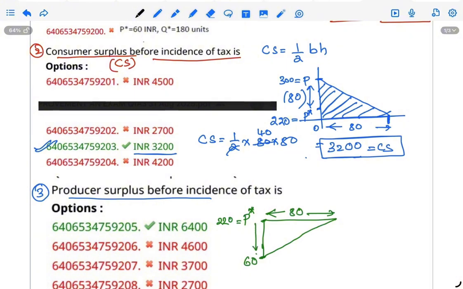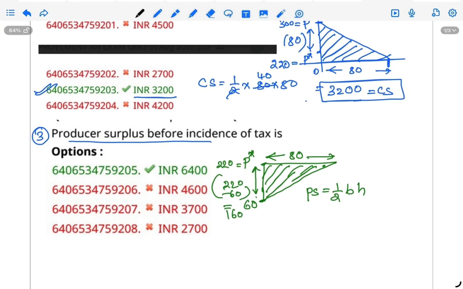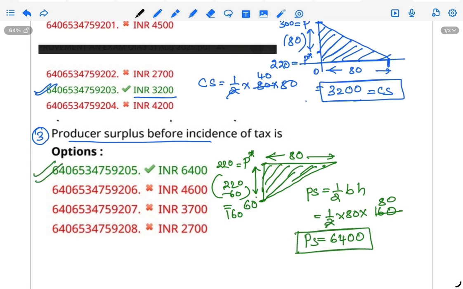So this distance is 220 minus 60, which is 160. The producer surplus, the area of this triangle, equals half times base times height, that equals half times 80 times 160. 6400 is the producer surplus. The answer for this question is option A.